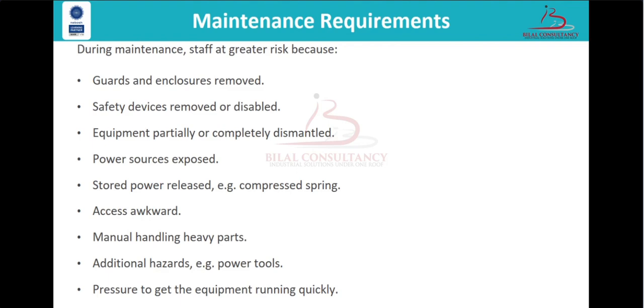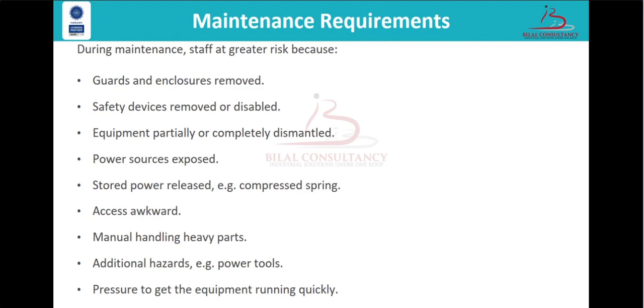Power sources should be isolated and physically locked off during the maintenance work. Stored power should be released or secured to prevent accidental discharge during the maintenance work. Where power cannot be isolated, additional precautions are required. For example, covering live parts with insulating material, using additional PPE such as insulating rubber gloves.